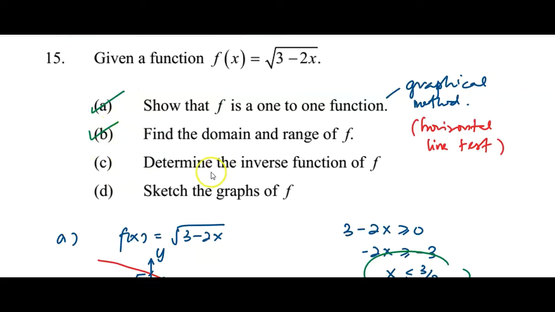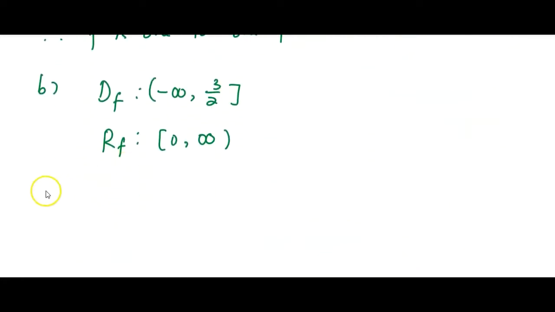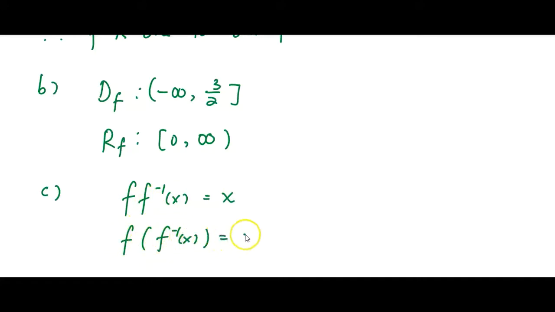Now part C, determine the inverse function of f. To get the inverse function, again I'm going to start from this statement: f(f inverse of x) equals x. So what does it mean by the f inverse?